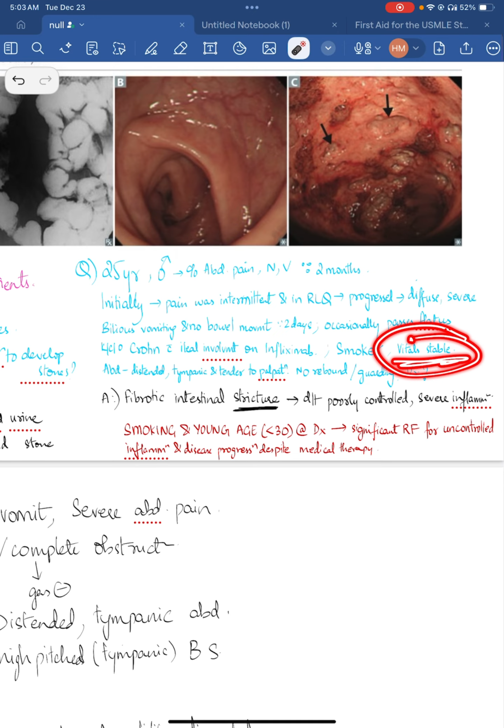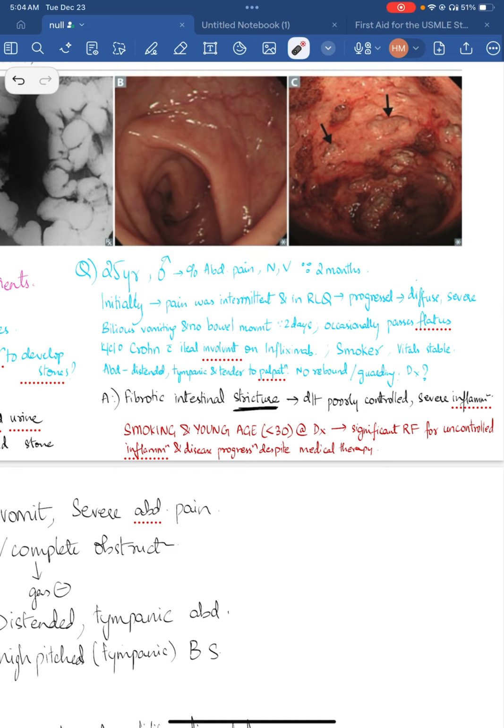Since vitals are stable, we can wait for this patient. We do not have to take him to emergency surgery. Abdomen is distended, tympanic, and tender to palpation. Signs towards small bowel obstruction. There is no rebound or guarding. That means it is not an emergent condition. We can wait because this is partial SBO right now.